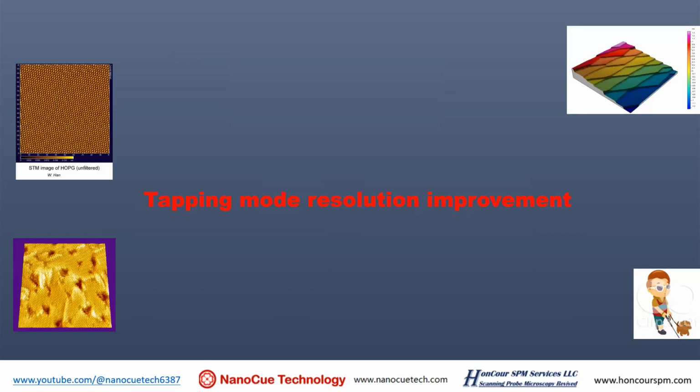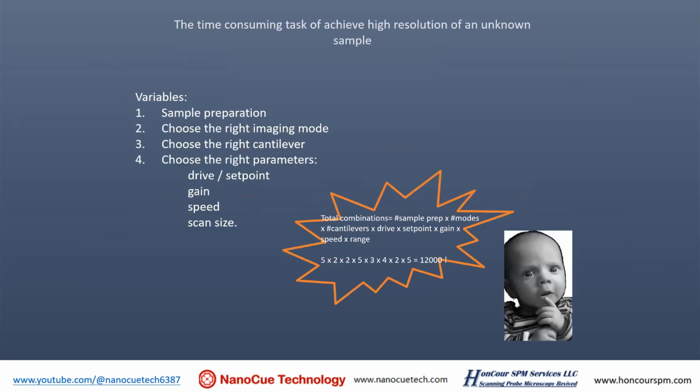So this presentation will be on tapping mode resolution improvement. One of the difficult things about using an atomic force microscope and achieving good resolution is that there are many variables in operating the entire instrument. For example, here are a couple of variables we can think of. First of all, sample preparation, and then we need to choose the right imaging mode, and the right cantilevers, and then you need to decide the right parameters.